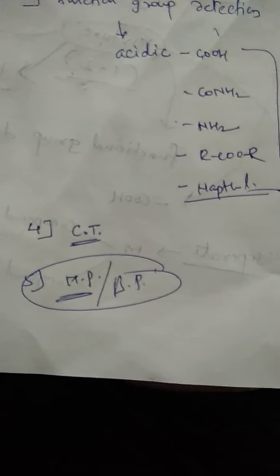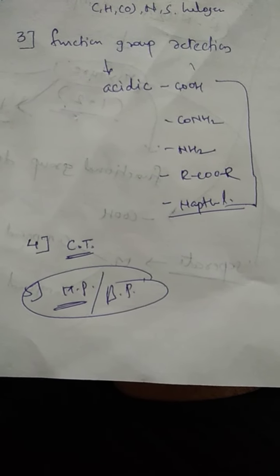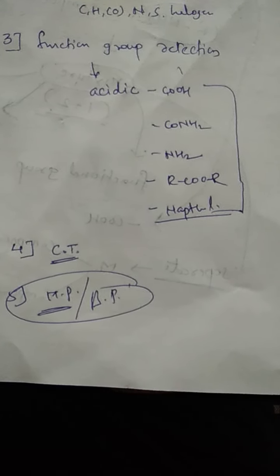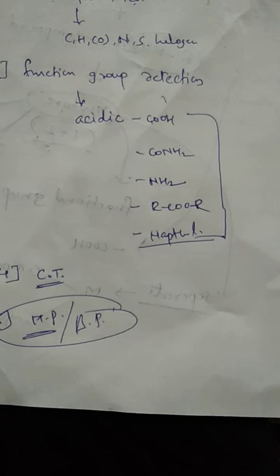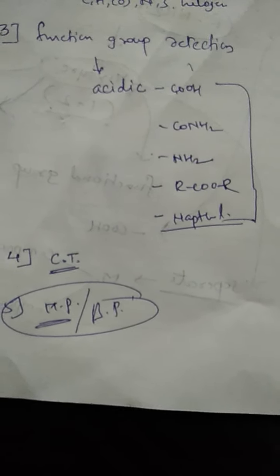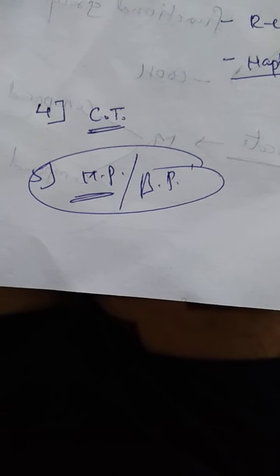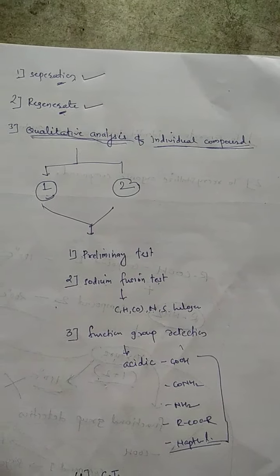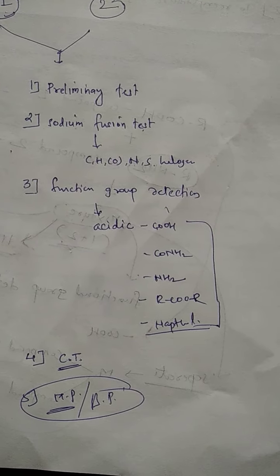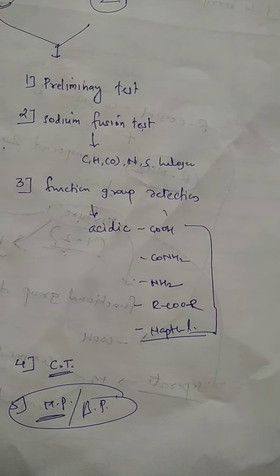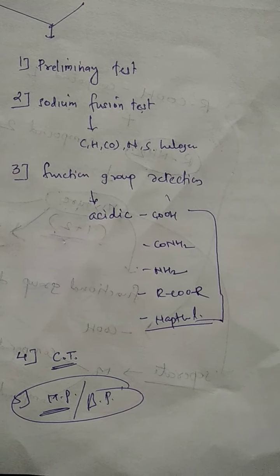Then you have to go for the confirmatory test. Suppose in functional group detection you come to know that your compound is acidic and it is benzoic acid, so you have to go for the confirmatory test for benzoic acid. And finally you have to go for the melting point if a solid compound is present, or the boiling point if a liquid compound is present. So by performing these 3 steps, and in the third step by performing these 5 steps, you will get the names of the 2 individual compounds which are present in the given mixture.